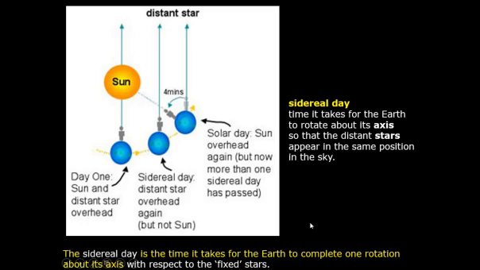So what we have seen in the video is this. On day 1, imagine you are standing here and you can see the sun and a distant star overhead. The earth rotates, you observe day and night, and the earth has rotated again and the distant star has come overhead again. At that point, that time duration is called a sidereal day.